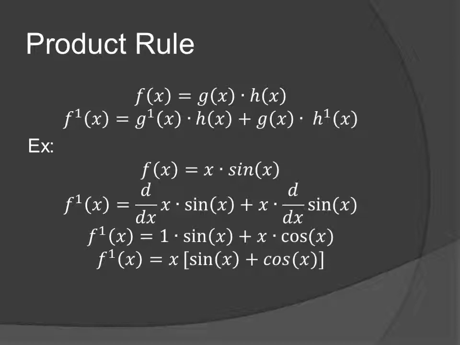So, for example, if f of x is equal to x times sine x, then you take the derivative of the first one times the second one plus the first one times the derivative of the second one. So the derivative of x times sine of x plus x times the derivative of sine of x. The derivative of x is 1, then you bring down the sine of x, plus you bring down the x times the derivative of sine of x, which is cosine x. So the derivative of this function is x times sine of x plus cosine of x.